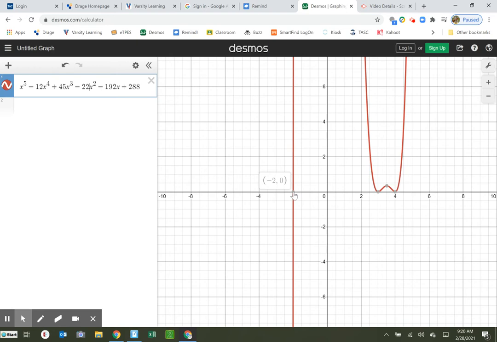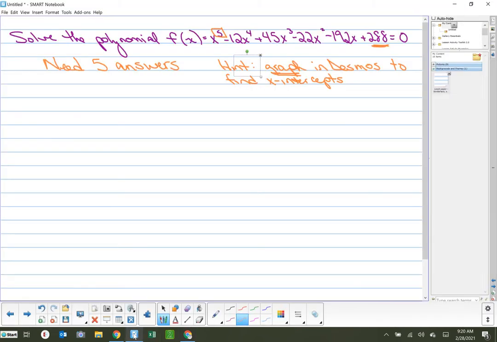So we're going to use some synthetic division here. And then 3 and 4. So just kind of jot those numbers down on your page. -2, 3, and 4. That's what we're going to use when we do these.